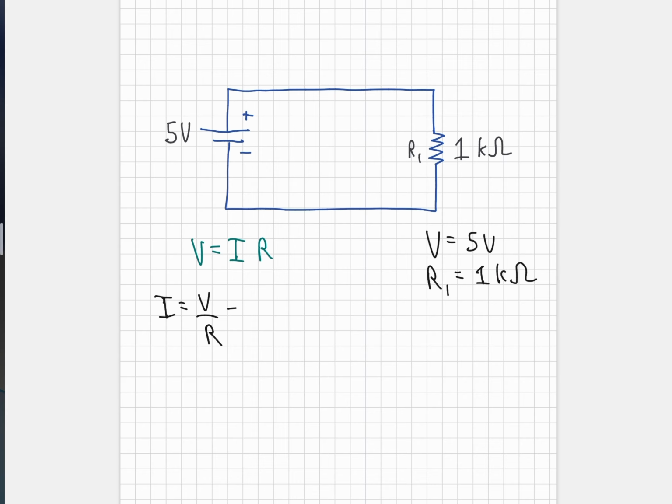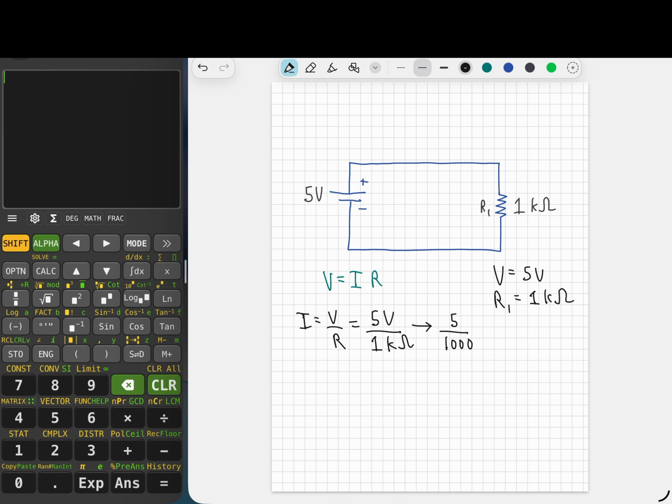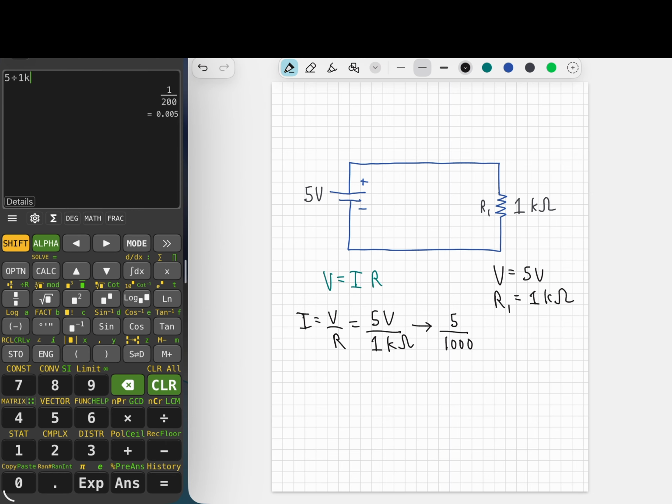let's keep going. If we start plugging in the values, we'll get 5 volts over 1 kilo ohm, which we could rewrite as just 5 over 1,000. Now let's go ahead and solve this. So we have 5 divided by 1. One cool thing about this calculator is that you can choose K here for 1K, and it gives you the value of 0.005 amps.